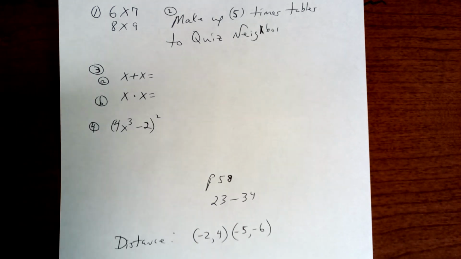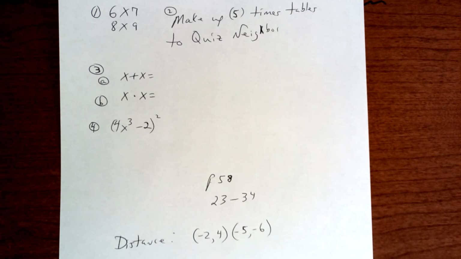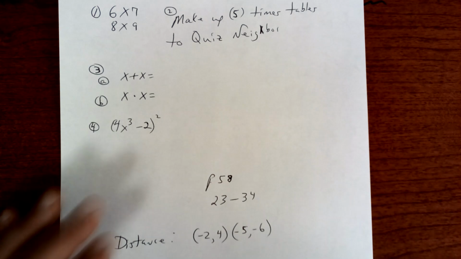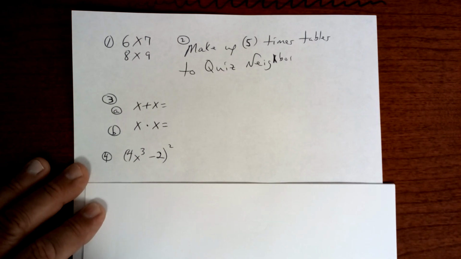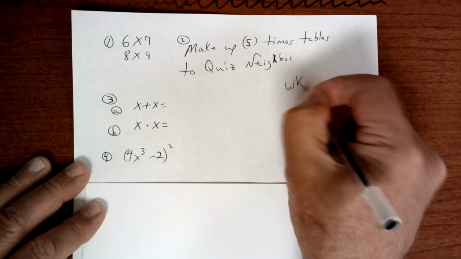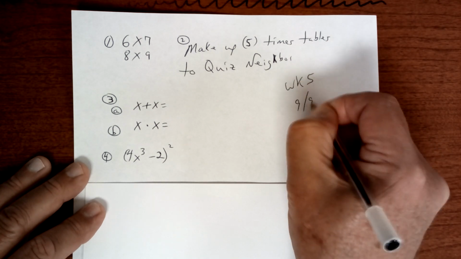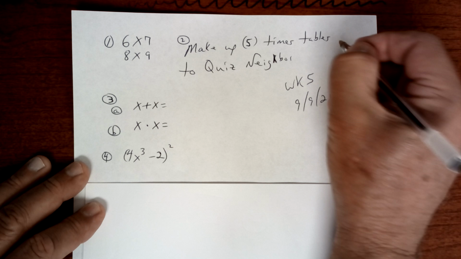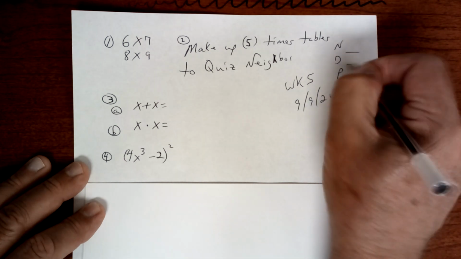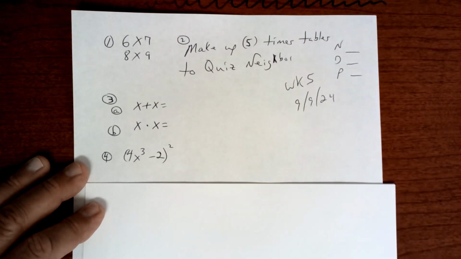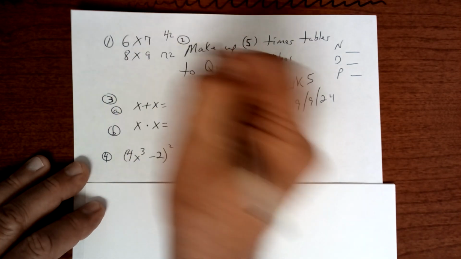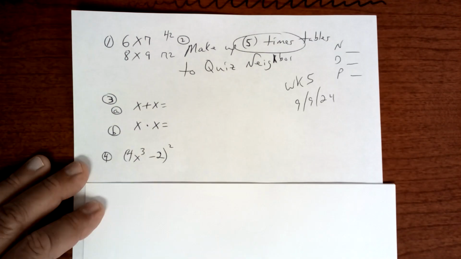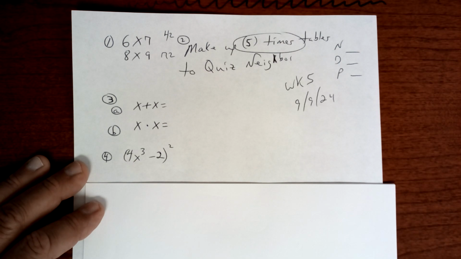Okay, let's take a look now at our next class, which is college algebra. This right here is week 5. Today's date is 9/9/24. I want name, date, and period on all your papers. So 6 times 7 is 42, and 8 times 9 is 72. Make up 5 times tables. Do that right now. You're going to quiz your neighbor.